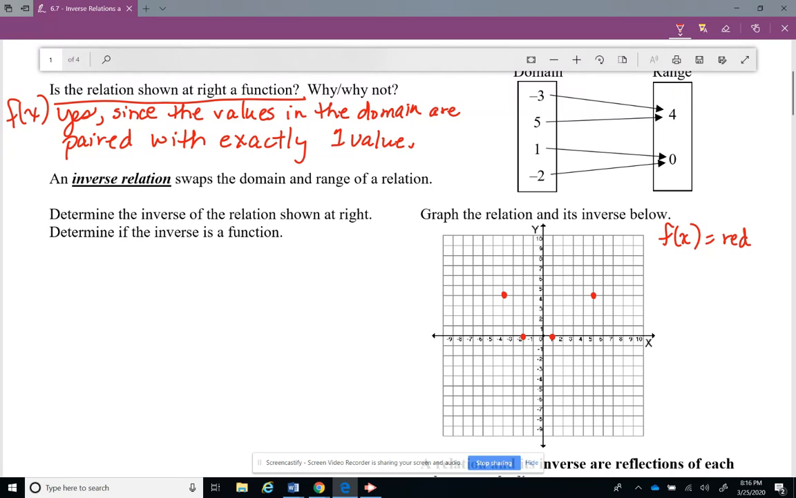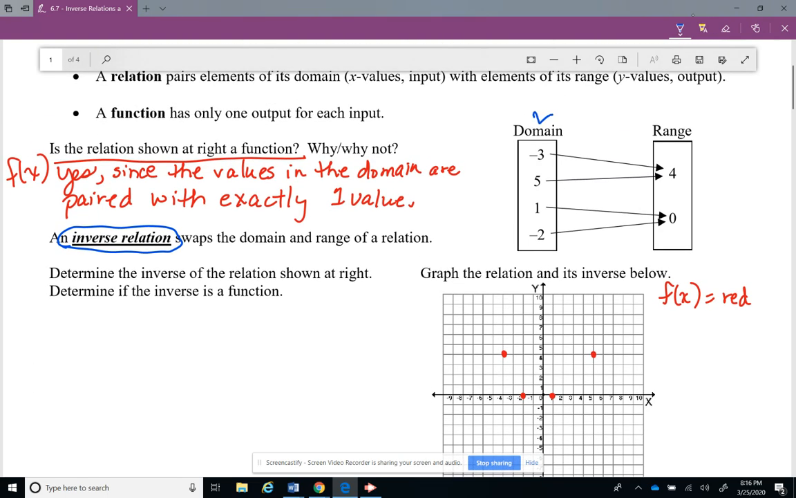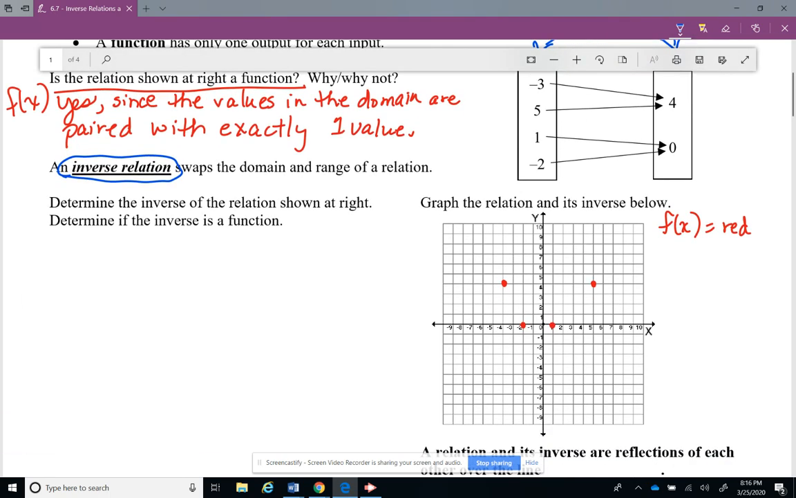Anytime you need to pause it to catch up, just go ahead and pause the video. Do what works for you, okay? All right, now we're going to talk about an inverse relation. I'm going to do that in blue. With an inverse relation, all you do is you swap the domain and the range. That's pretty simple, right? All right, so we're going to do that down here.